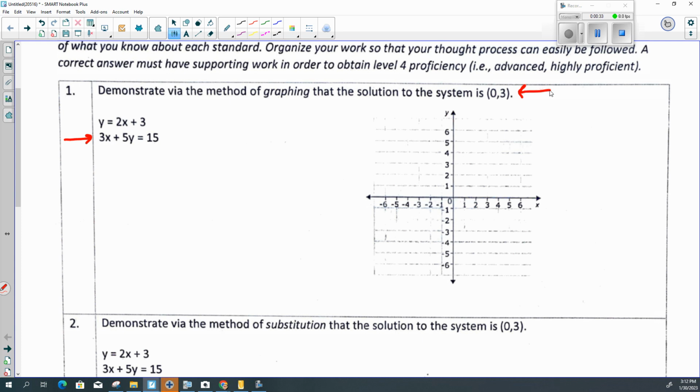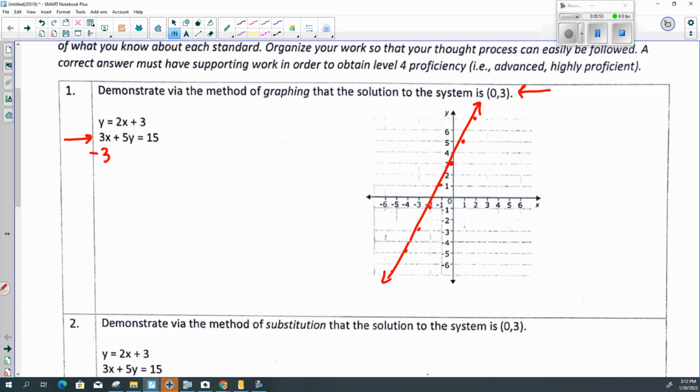So I'll start with the top one. It has a y-intercept of 3 and a slope of 2. It's kind of hard to see the lines on this. And this is not an inequality, so I can just connect them with a straight line. I'm not shading anywhere.